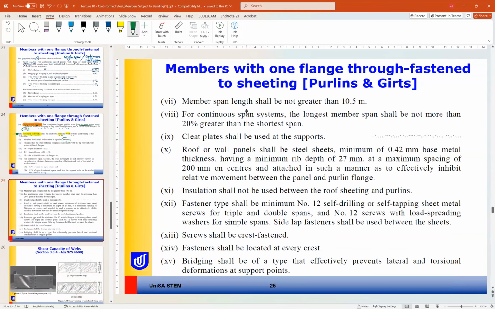Member span length shall not be more than 10.5. For continuous span system, the longest member span shall not be more than 20% greater than the shortest span. So this means L long for the purlin is less than or equal to 1.2 times the shortest span. So these are all conditions that need to be satisfied.